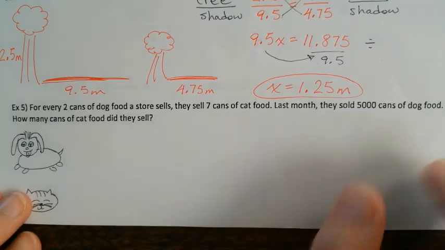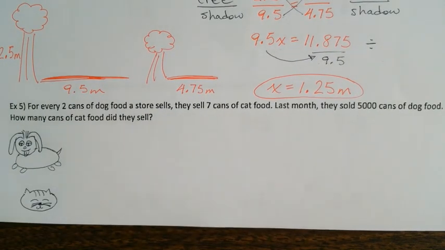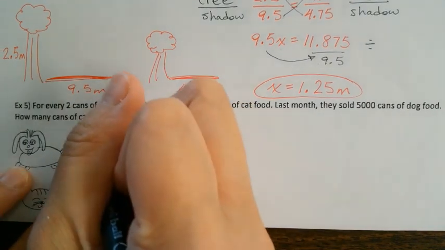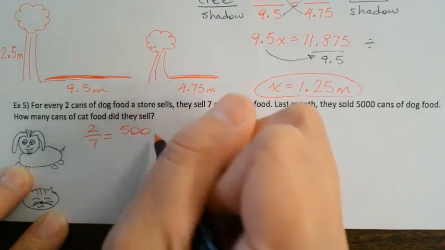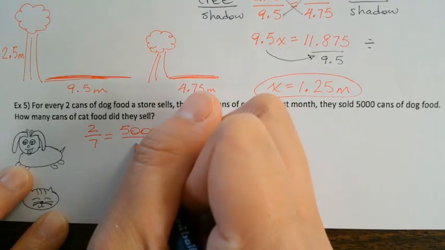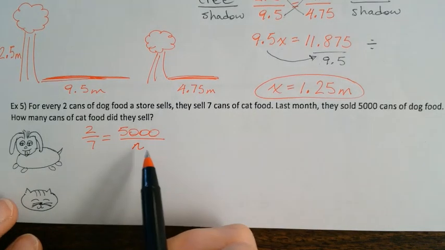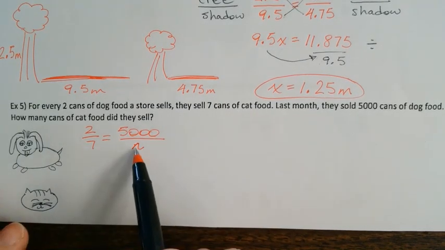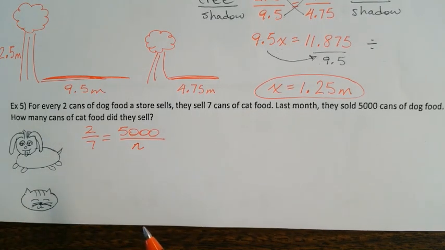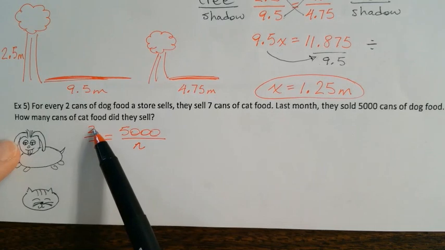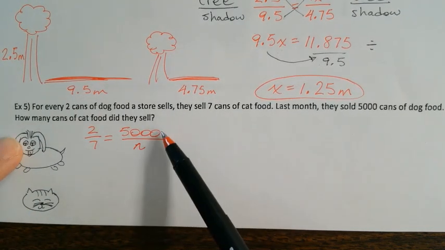Okay, somebody tell me what you wrote. Let's set up our fraction first. Petro. 2/7 equals 5,000 over n. Doesn't matter. N, X, A, B, anything, any letter you want to use. Now, why in this order, Petro? Because dog food is 2 over, and the cat food is 7, so you have to keep it consistent.